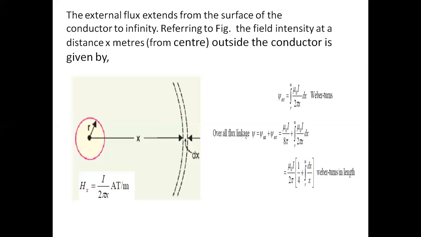Otherwise, I will take mu naught by 2 pi outside. So the equation becomes mu naught I by 2 pi into 1 by 4 plus the integration from r to infinity of dx by x Weber turns per meter length. So this is the total flux linkage in the conductor due to internal flux and external flux.